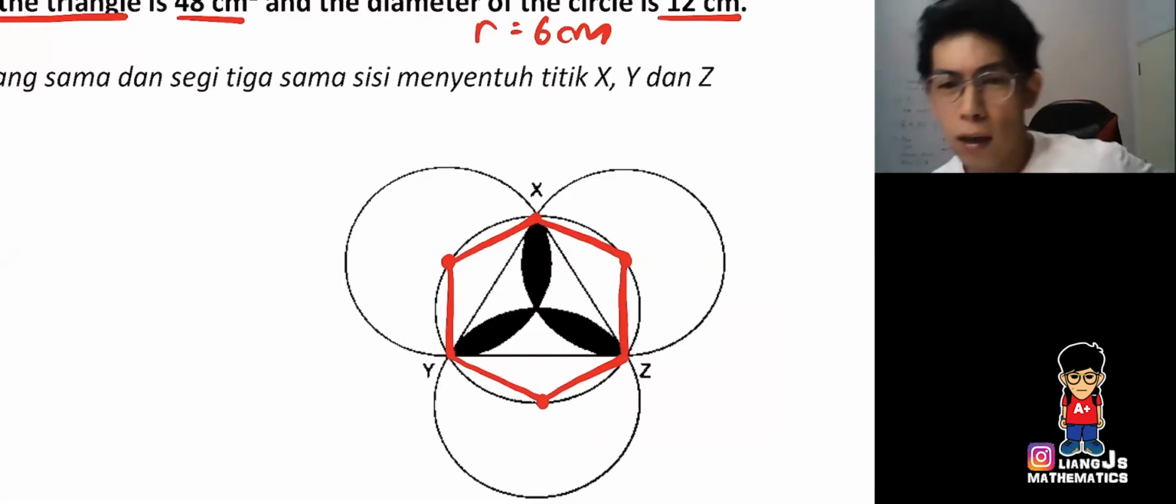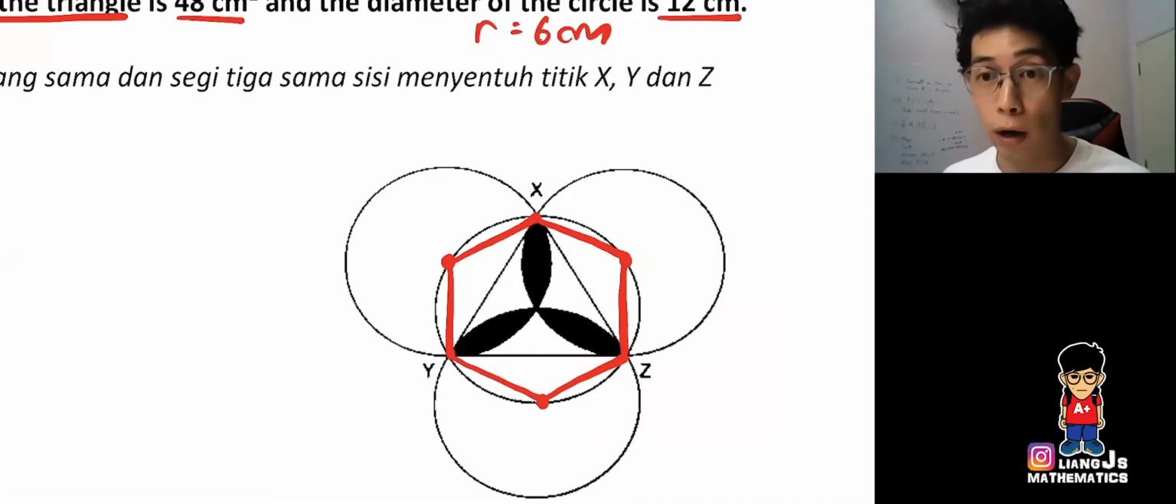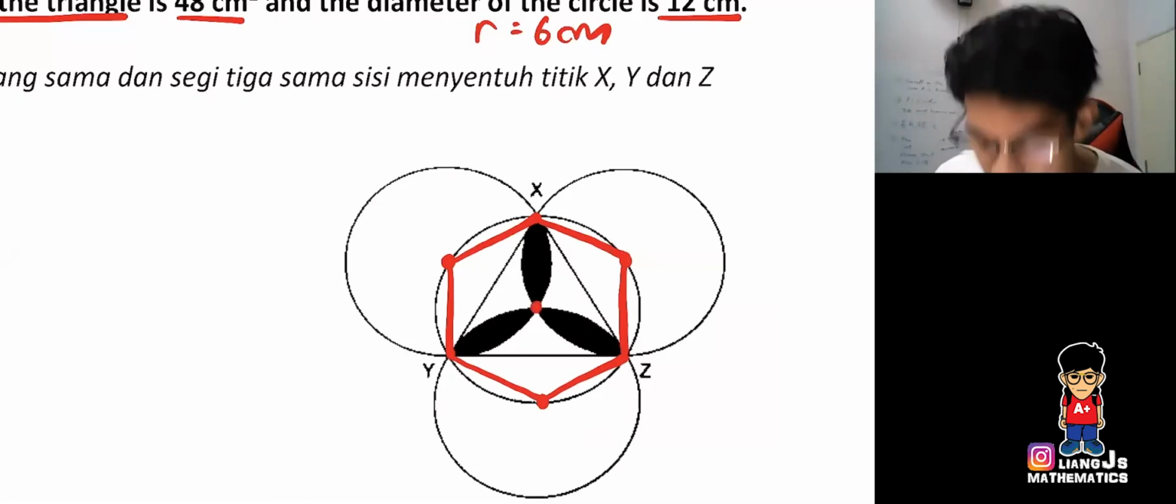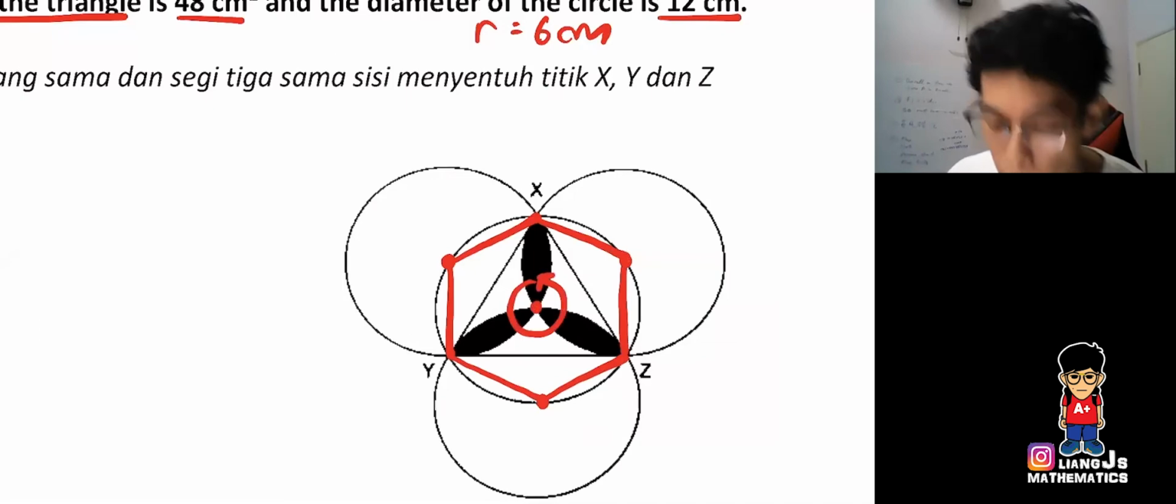What shape is this? It's a very obvious hexagon, right? And you know that one whole circle is 360 degrees in the center, right? That's the center. That will be 360 in total.